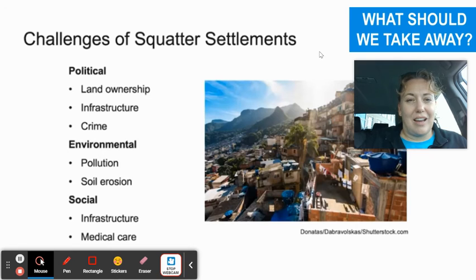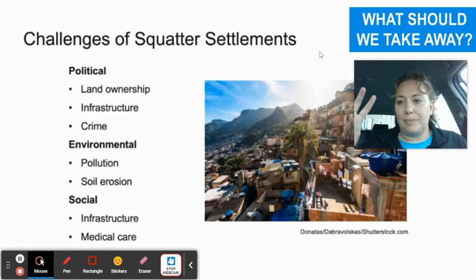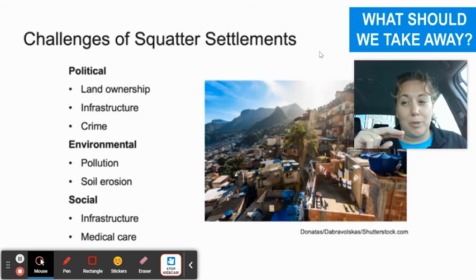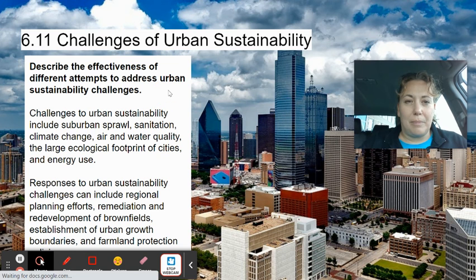And then challenges of the squatter settlements. Politically, the government owns the land, but there's no infrastructure. So is it their job to provide infrastructure? The level of crime that happens in these areas. Environmentally, the pollution, the soil erosion, and then the infrastructure, medical care. And again, you can go back to crime on that one as well, that happens in these areas.